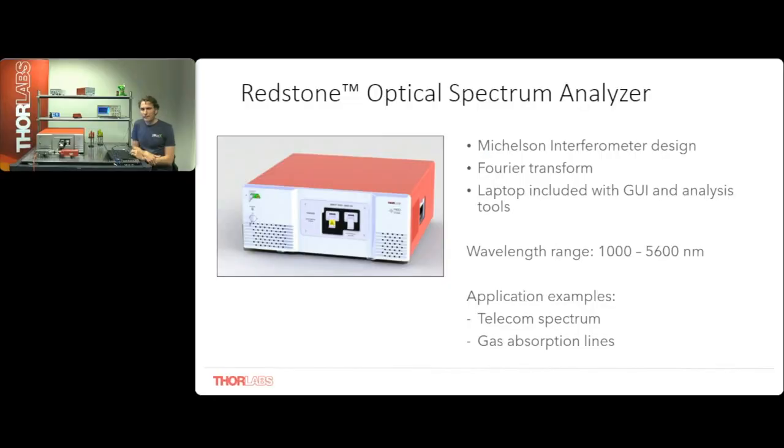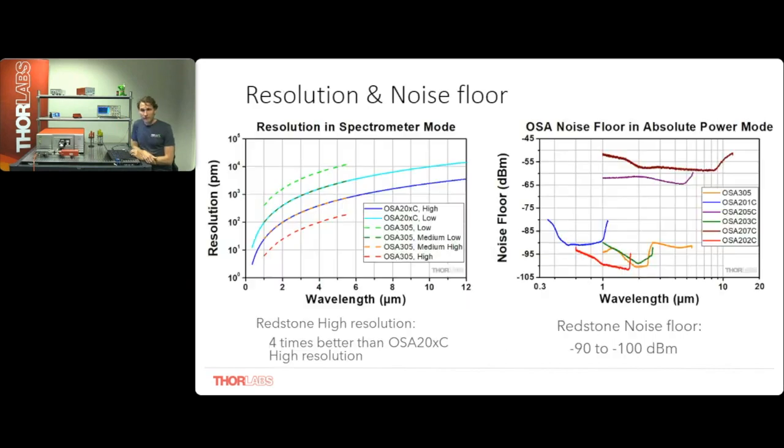But before we start experimenting, let me briefly explain some of the specifications and features of the Redstone OSA 305. I've already mentioned the high resolution. In fact, if you compare it to our OSA 20X series, we have 4 times better resolution with a Redstone OSA. That's the red dashed plot in the slide deck to your left. We have four different resolution modes for the OSA 305, and the highest one is the one at the bottom. And in the slide deck, on the same slide, on the right plot, we show the noise floor of the entire OSA family we have at Thorlabs.